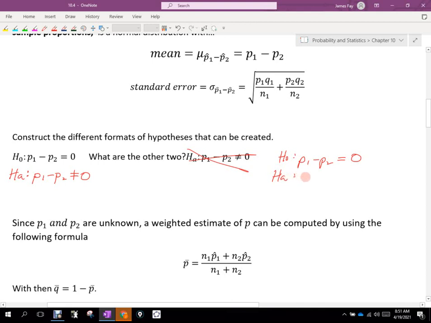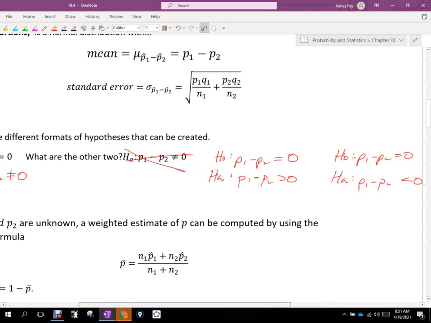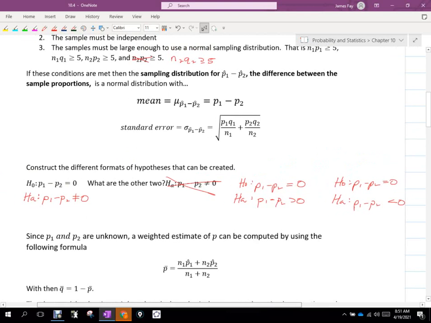and we can have an alternative hypothesis that P1 minus P2 is greater than 0. And we can also have one where it says it is less than 0. So H sub 0, P1 minus P2 equals 0. So those are the three different hypothesis structures that you're going to see.